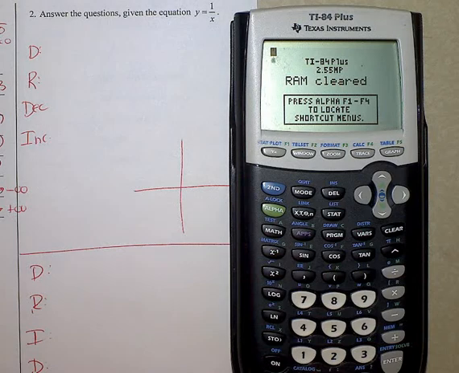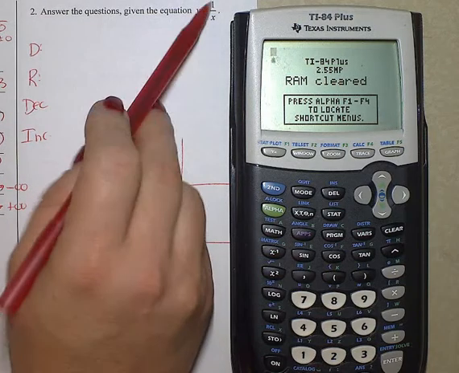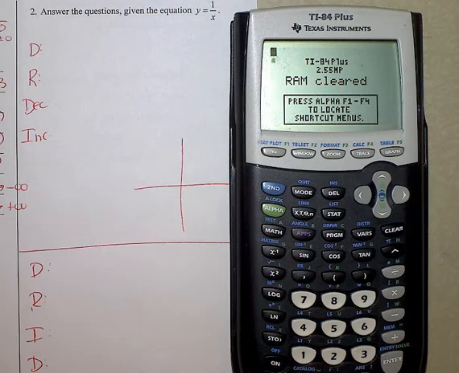2 gives us an equation. In this case, it's y equals 1 over x. And they want us to answer 4 questions. What is the domain? What's the range? Can we identify any decreasing intervals? And can we identify any increasing?